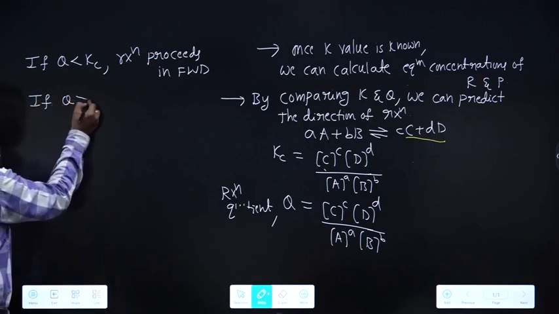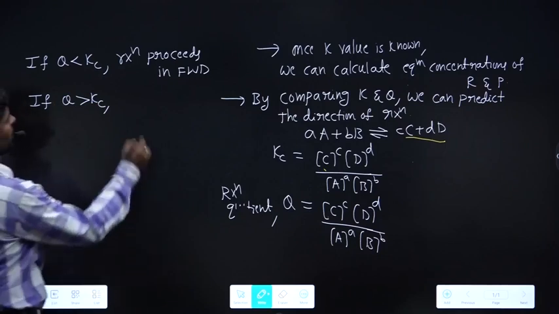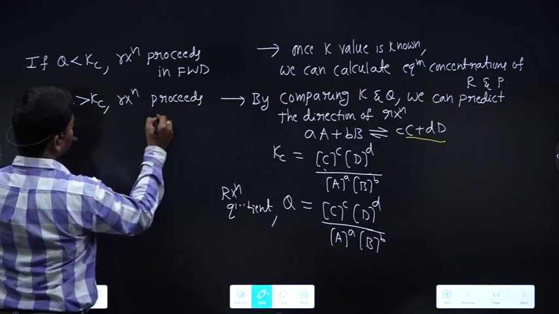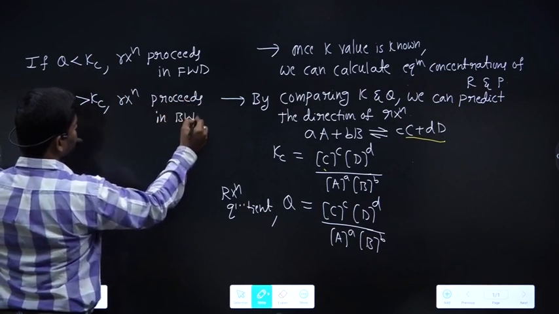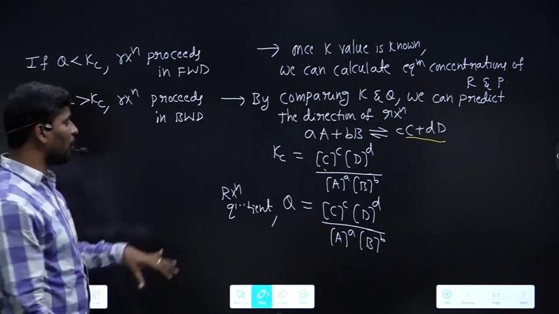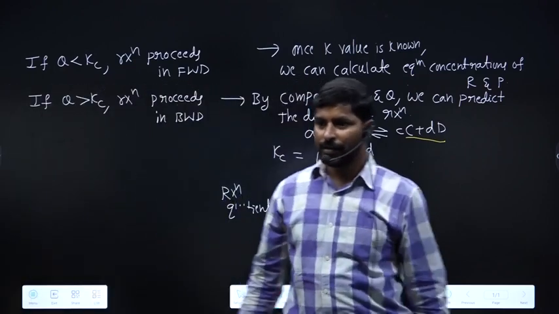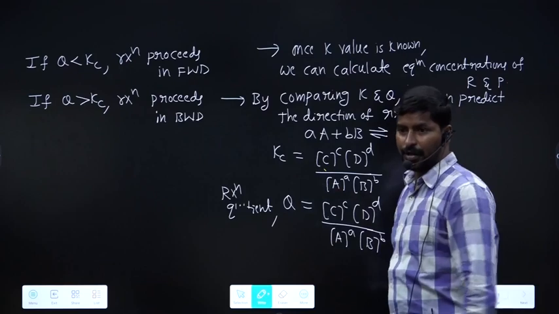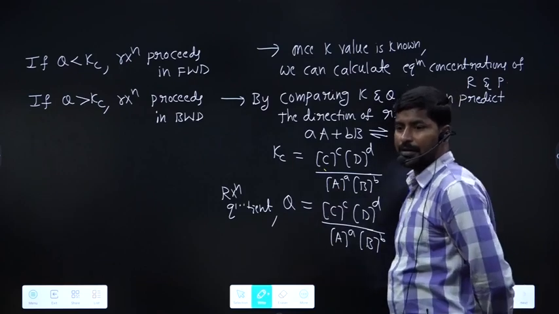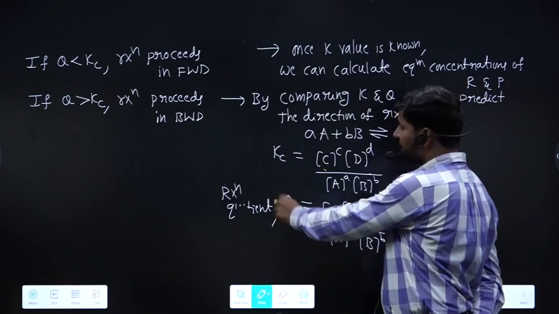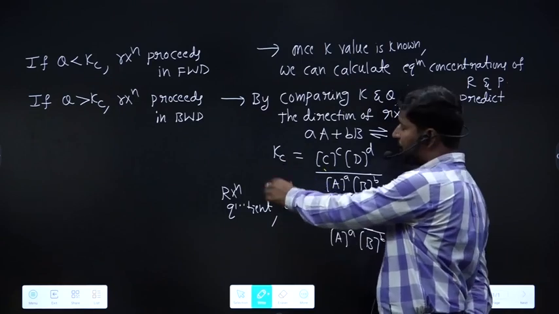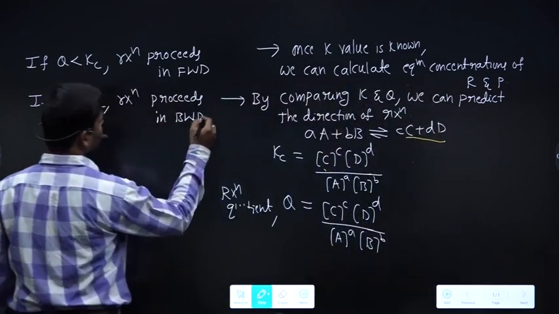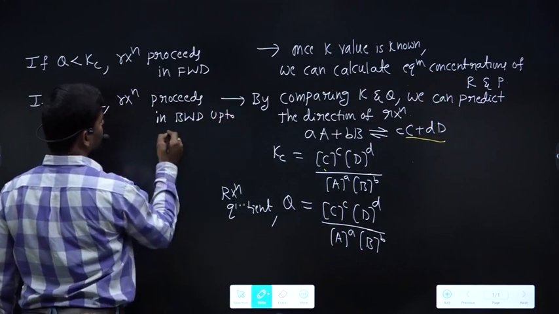If Q is greater than K, then the reaction proceeds in which direction? Backward direction. The concentrations of C and D are more compared to the equilibrium concentration. So the concentrations of C and D have to decrease and the Q value has to decrease up to the appearance of equilibrium. The Q value decreases up to equilibrium. It finally reaches the K value. Okay, the reaction proceeds in the backward direction here up to the appearance of equilibrium.